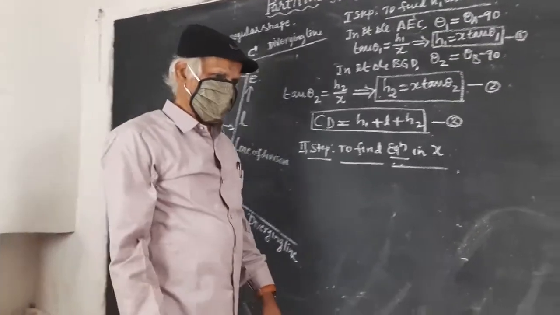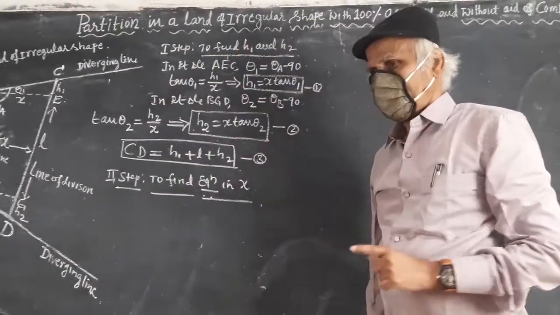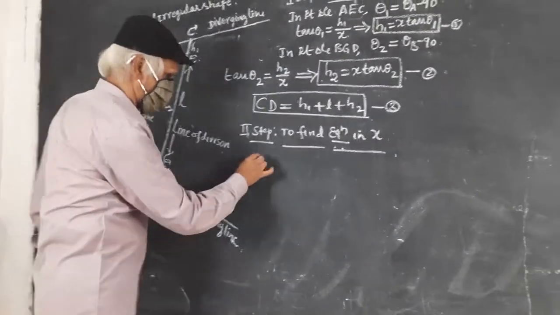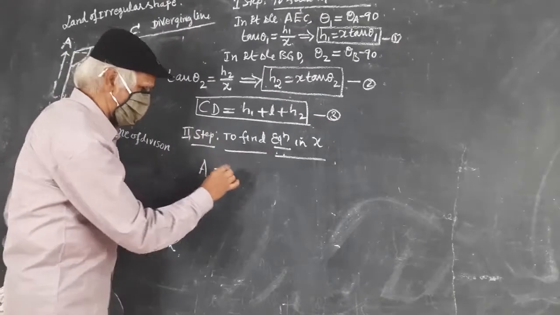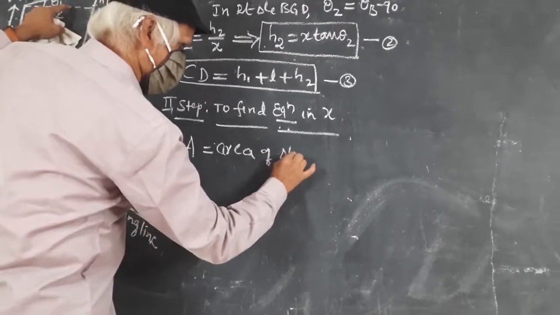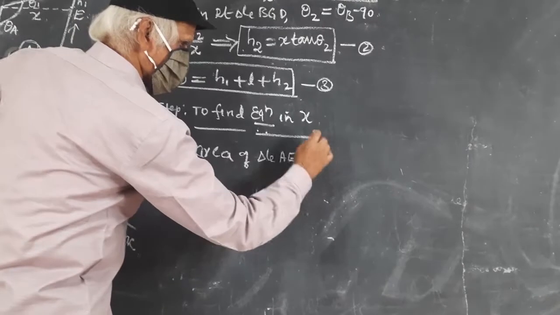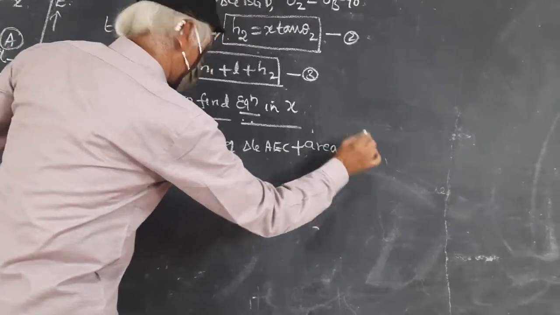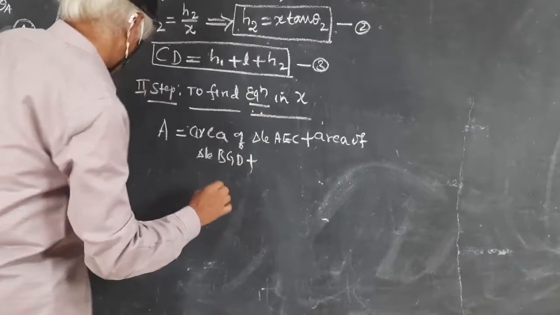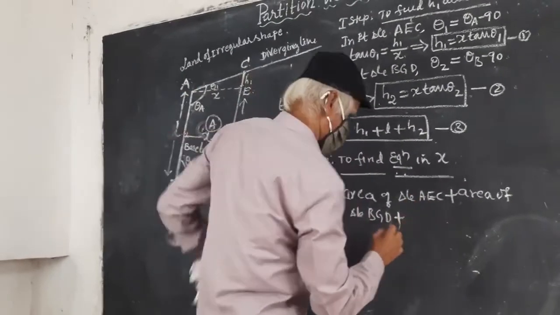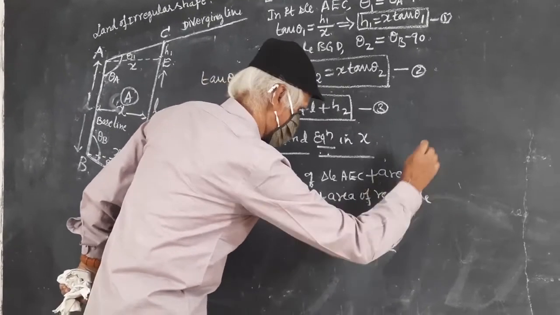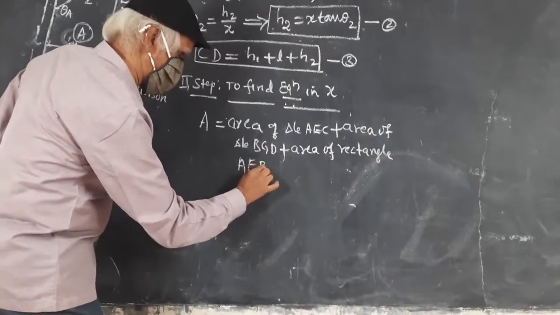So now, referring to the diagram, from geometry, it is clear that the partition area A is equal to the sum of the area of triangle AEC plus area of triangle BGD plus area of the rectangle, that is AEBG.